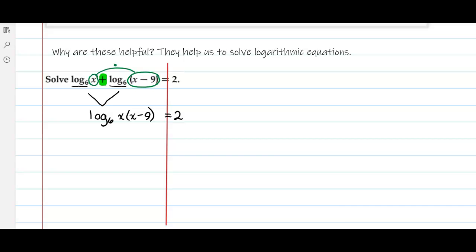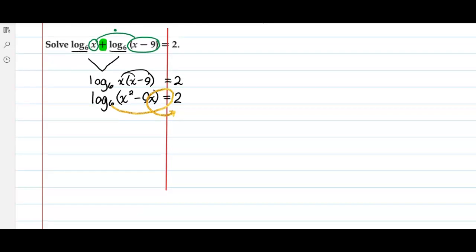Now we need to get rid of the log. We can also simplify further right here because we can distribute the x. x squared minus 9x equals 2. In order to get rid of the log, that's when I want you to think back to what we learned in our last video, where we can rewrite it in exponential form. We can say 6 to the second power equals x squared minus 9x. It's looking better already, right?